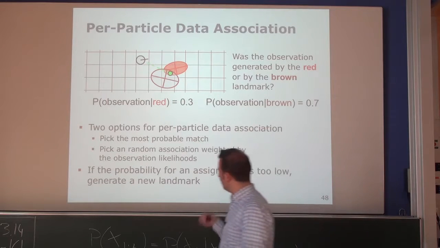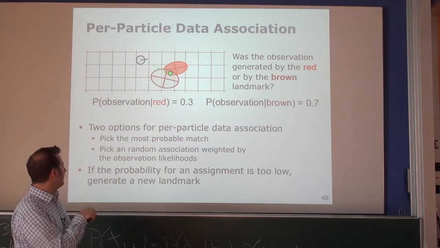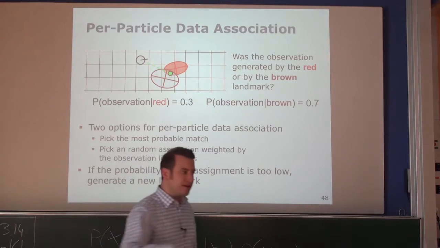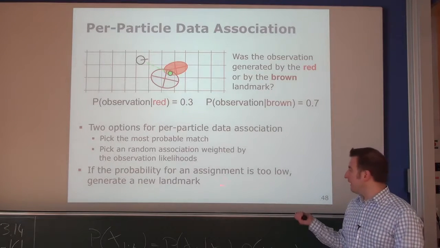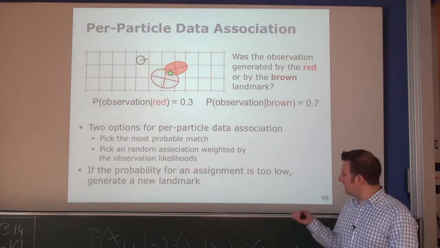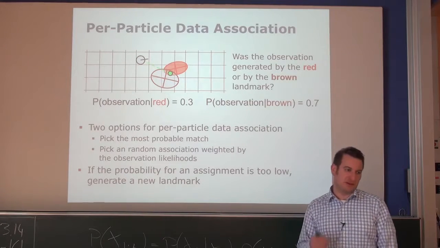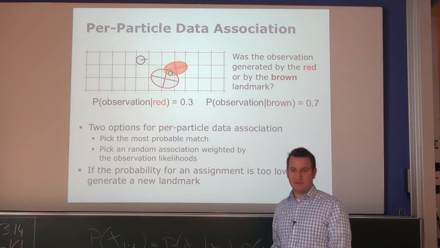So, as I said, there are multiple options. One is to pick the most probable match. That's what the standard EKF would do. But again, I can pick a random data association and weight it with the probability that it is the right or wrong data association. Exactly what I explained before. And what I typically have, I have a threshold. If there's no landmark which has a high likelihood of being an association, I assume it to be a new one. But again, that's an assumption.